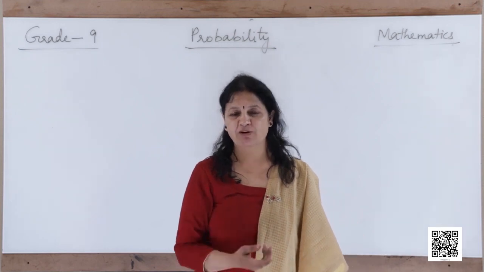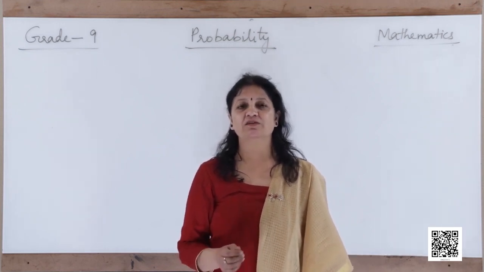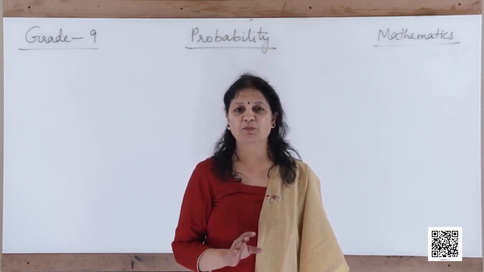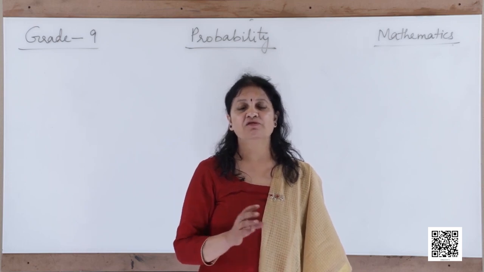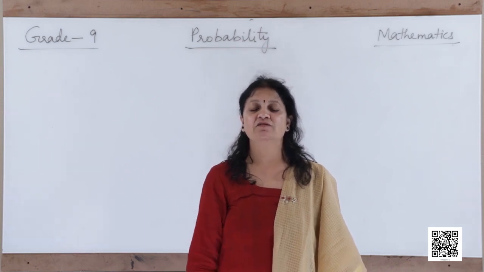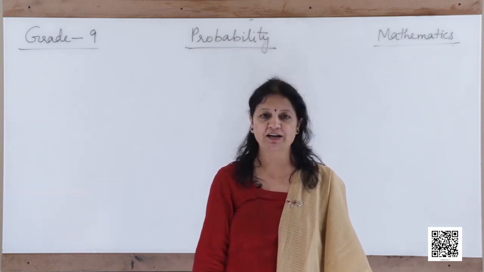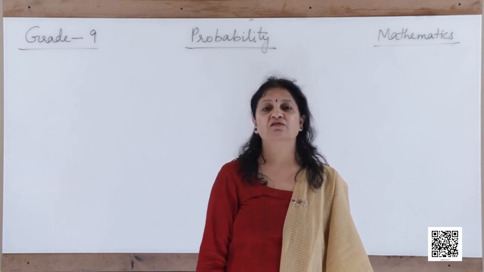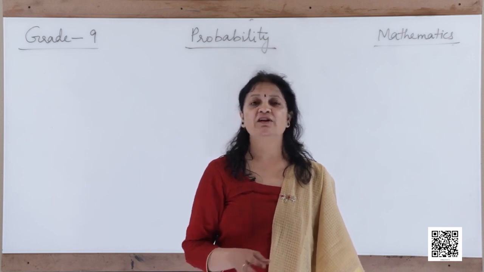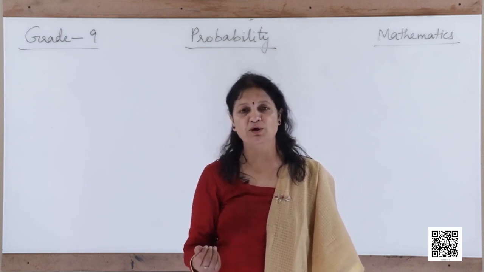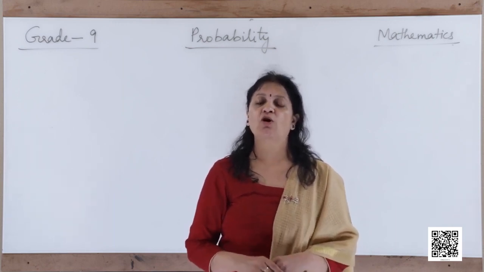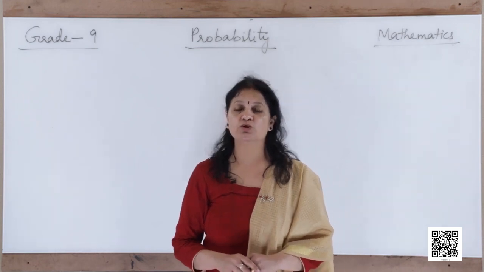So let's do the recap of what we have done today. We have done experimental probability. What was the formula of experimental probability? That was the number of trials of the event upon the total number of trials. Also we have done different questions based on probability. We have seen that the value of probability always lies from 0 to 1 only. It will never be less than 0 and never more than 1. Also we have seen that the sum of the probabilities of all the outcomes is always equal to 1.